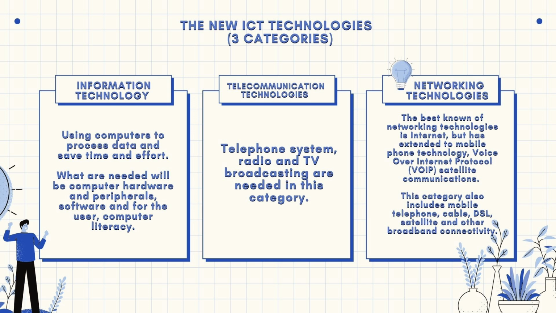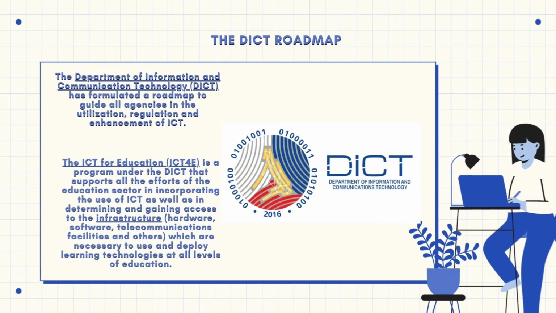The best known of networking technologies is the Internet, but it has extended to mobile phone technology, voice over Internet Protocol or VoIP, satellite communications, and other forms of communication that are still in their infancy. In addition to the Internet, this category also includes mobile phone, cable, DSL, satellite, and other broadband connectivity.